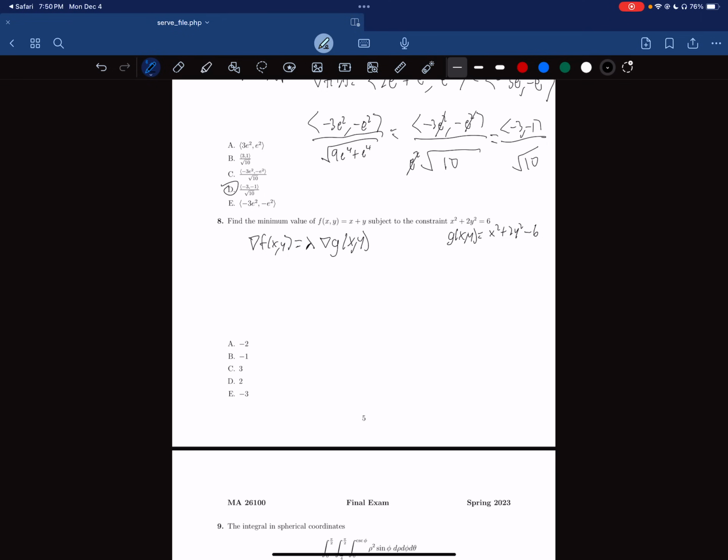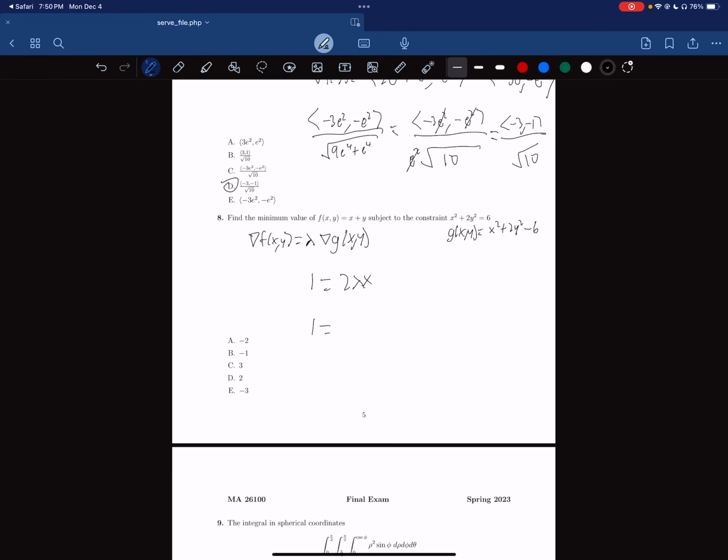And we can write two equations here, one for the x component. So we're going to have the partial derivative of that with respect to x, so 1 equals the partial derivative of that with respect to x times lambda. So we're going to get 2 lambda x. I just kind of did it in one step here. And then, of course, we're going to have 1 equals the partial derivative of this with respect to y times lambda. So we're going to get 4 lambda y. Okay, it's looking nice here.